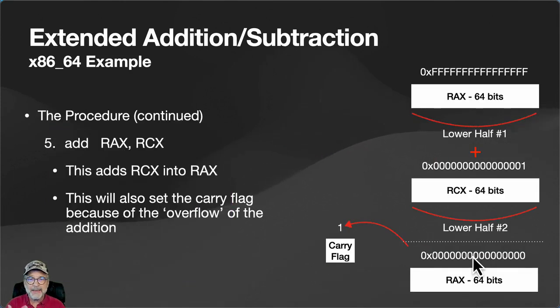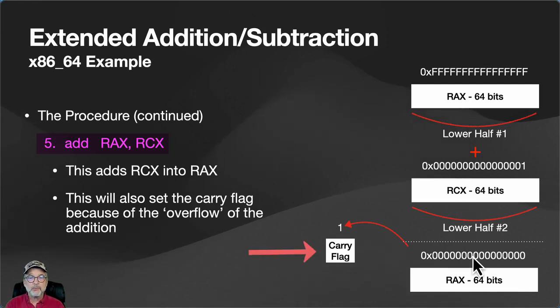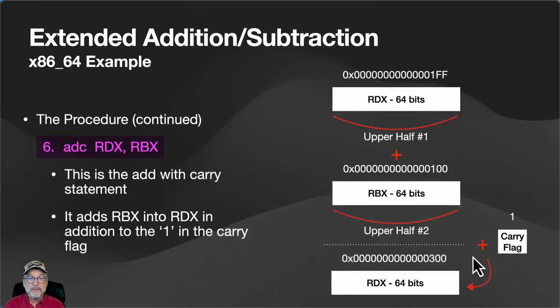Now, once you do that, how do you do it? Well, what you do is you add the two bottom halves. So you add RAX, which is the bottom half of our original number, with RCX, and then because that will overflow, all Fs plus a 1, that will actually carry. We'll lose a bit. The result in RAX will be all zeros, but then you'll get a 1 in the carry flag. And that's where the add with carry instruction comes in.